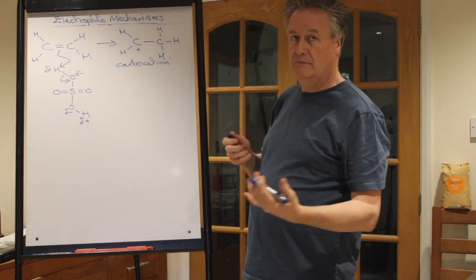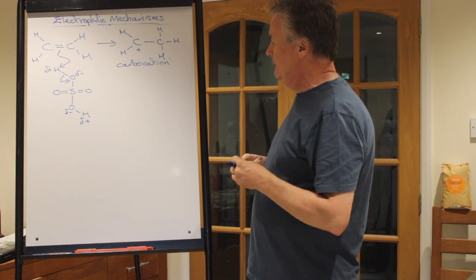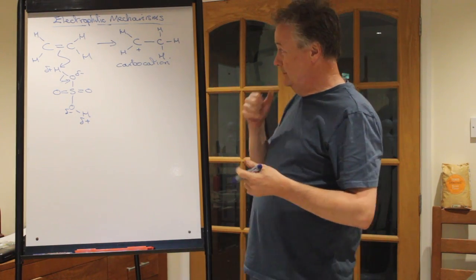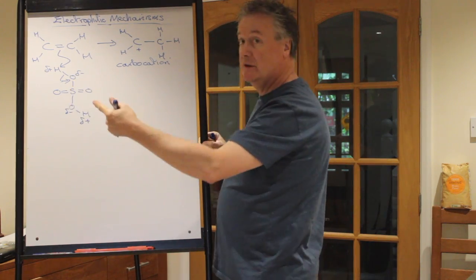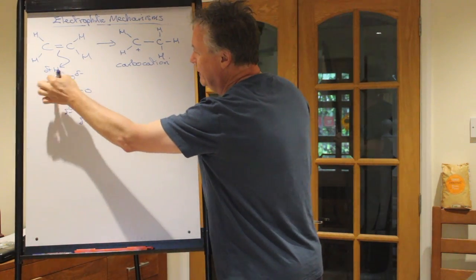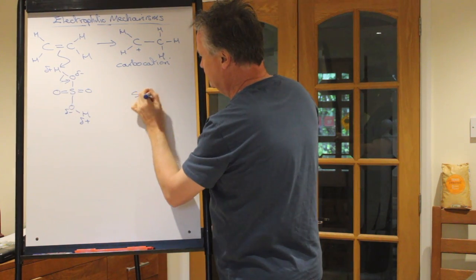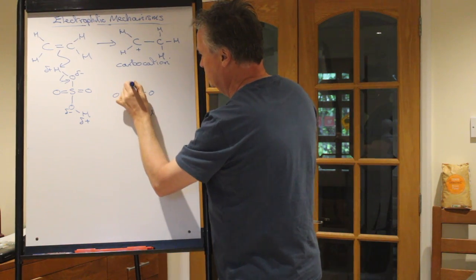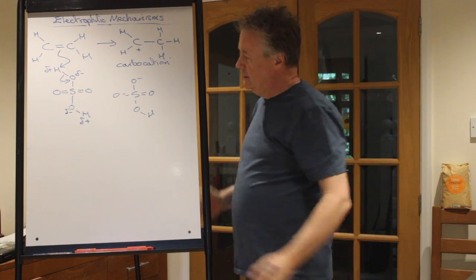Carbocations, positive carbon ions, sometimes called carbonium ions as well. So that carbocation, same one as last time, that's part of the commonality between the two. And then what has been formed? Has been formed that hydrogen sulfate ion.